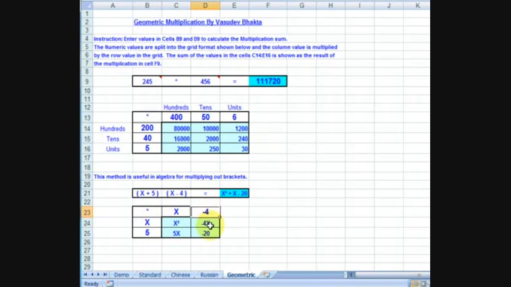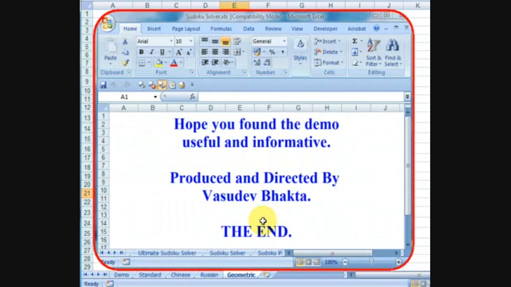Now we do the same thing again: multiply x by x, we get x squared, x by negative 4, negative 4x, 5 by x, 5x, 5 by negative 4, negative 20. We collect the like terms together, which are 5x and negative 4x, giving us a positive x. 5x minus 4x equals x. Then we put all this together, and we get x squared plus x minus 20. Very simple.